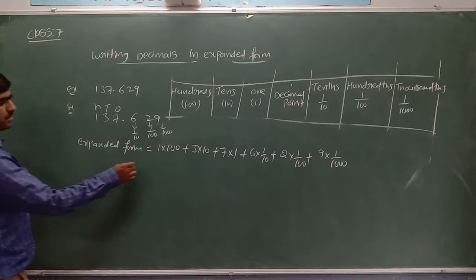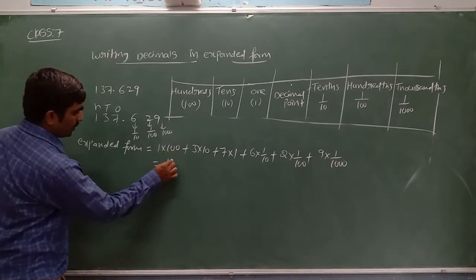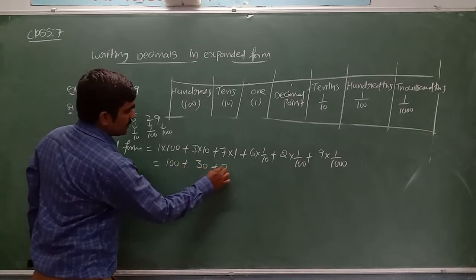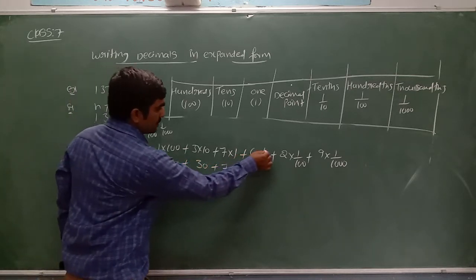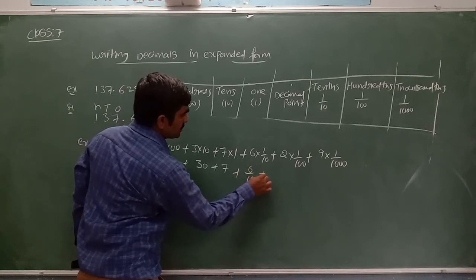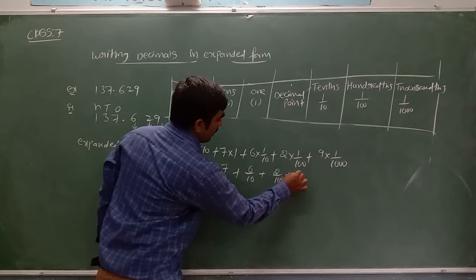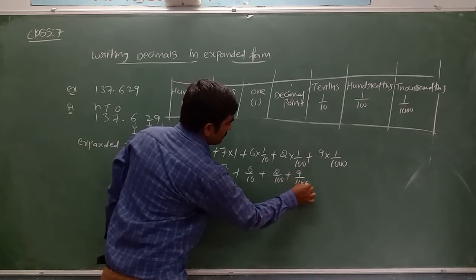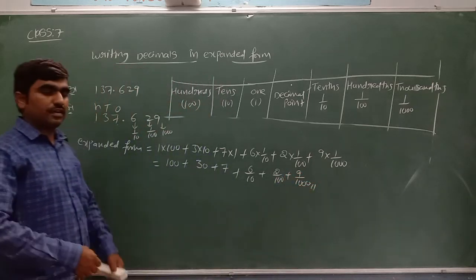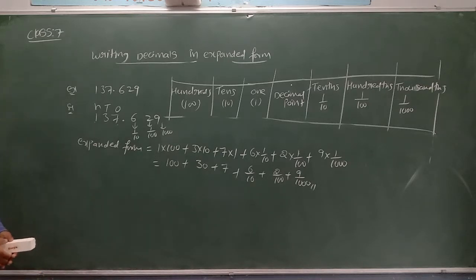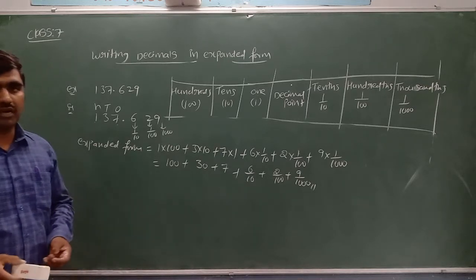If you want, we can simplify also. 1 into 100 is 100, plus 3 into 10 is 30, plus 7 into 1 is 7, plus 6 ones are 6 by 10, plus 2 ones are 2 by 100, plus 9 ones are 9 by 1000. That is the way we can write in expanded form. Hope everyone understood.